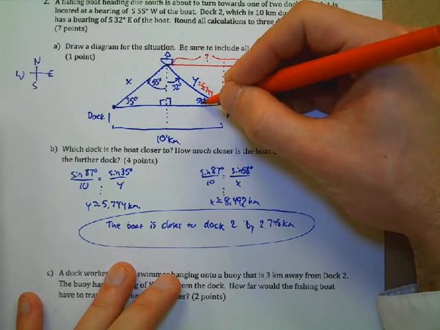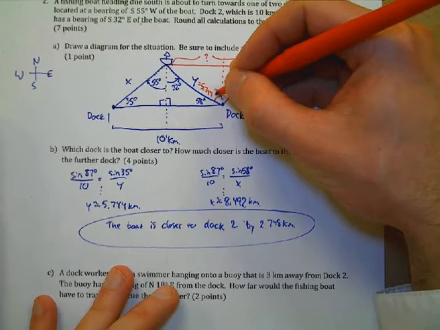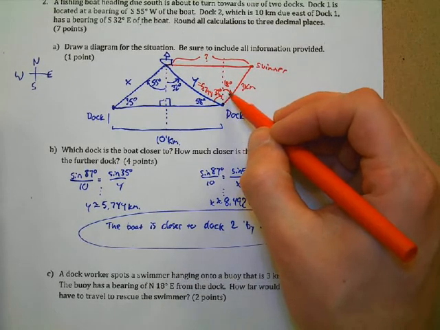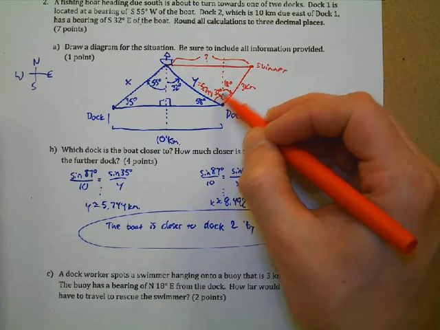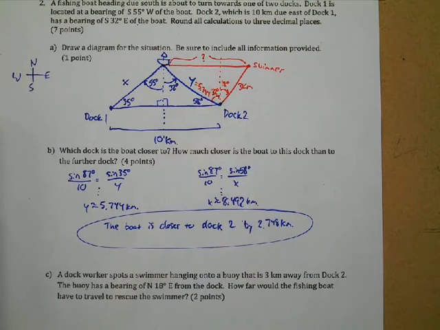So now what should we use here to find this length? Can we use law of sines? Do we have an angle and opposite side pair? We have a side, an angle, and a side. So what should we use here? Law of cosines. You got to use law of cosines. That's right. Okay.